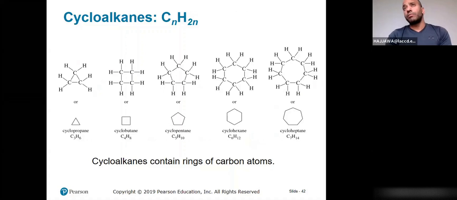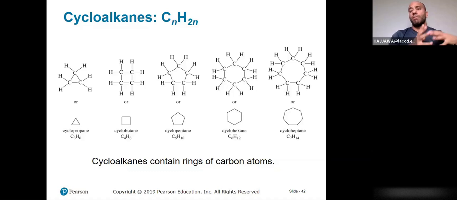Cycloalkanes. Hydrocarbon molecules that have the chemical formula CnH2n. If you remember, the alkane chemical formula is CnH2n+2. So it costs the alkane 2 hydrogens in order to cyclize. The smallest cyclic alkane would be cyclopropane, C3H6. Next would be cyclobutane, cyclopentane, cyclohexane, cycloheptane. What we notice here is that the smaller the ring, the more ring strain we're going to have. And this ring strain is coming from what we call the angle strain.